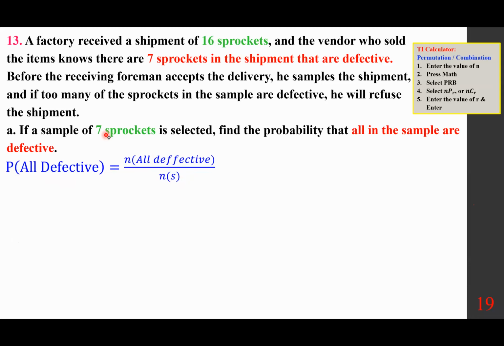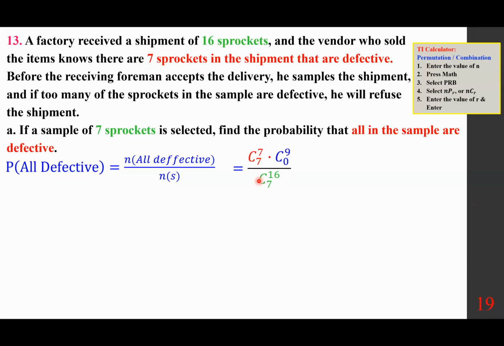Now, out of 7 defective, we're going to use all of them. So combination of 7, choose 7. The rest of them from non-defective. So of course, from 9, 16 minus 7. From 9, we choose 0.